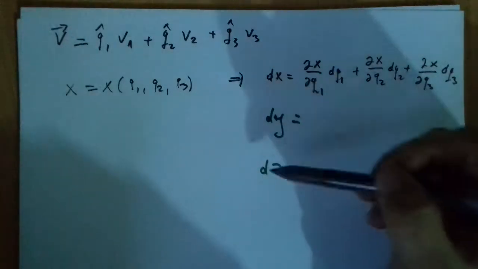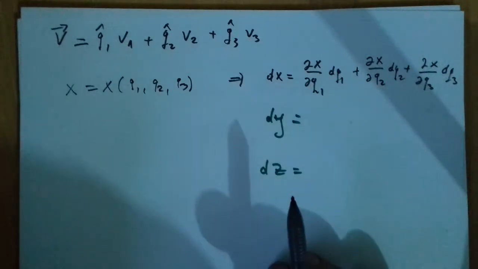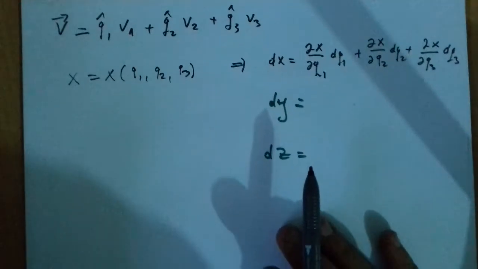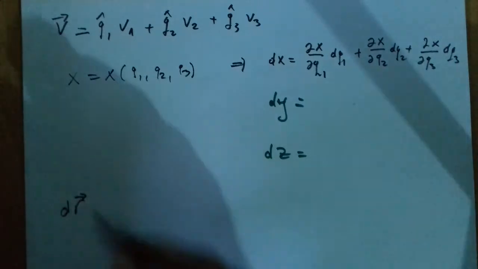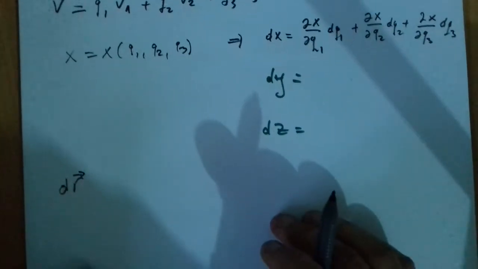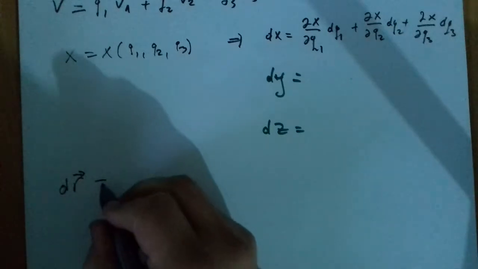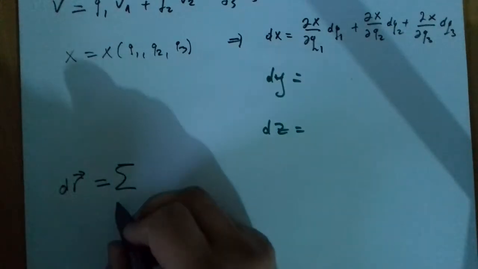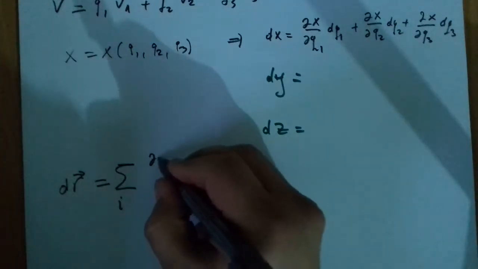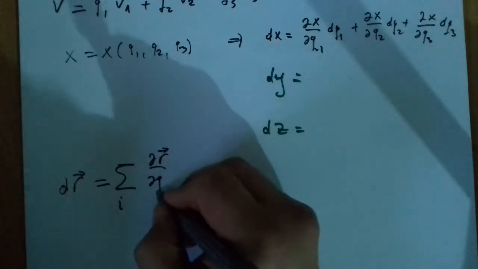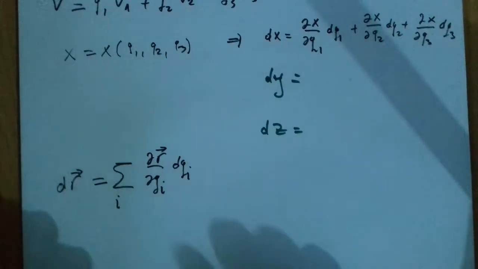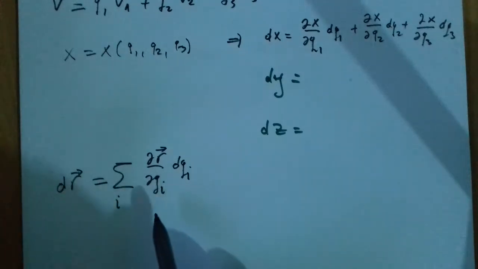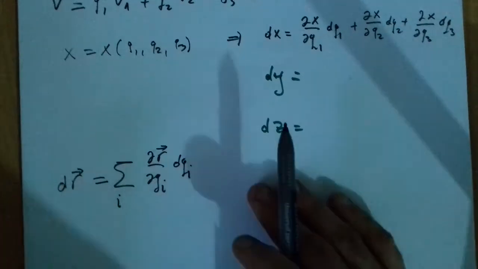But we can represent also in a vector notation like dr. So dr would be the sum of partial of r partial of qi dqi. This is in vector notation.